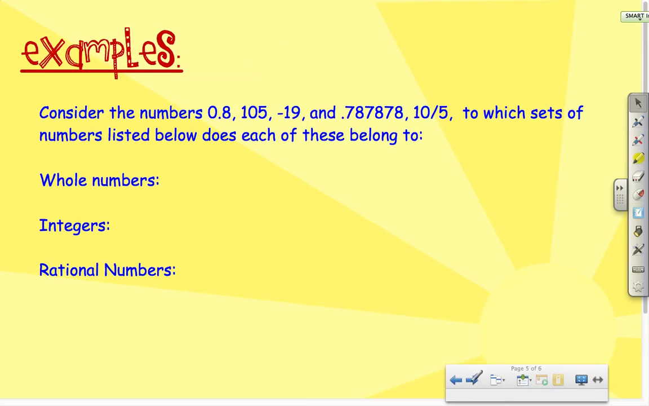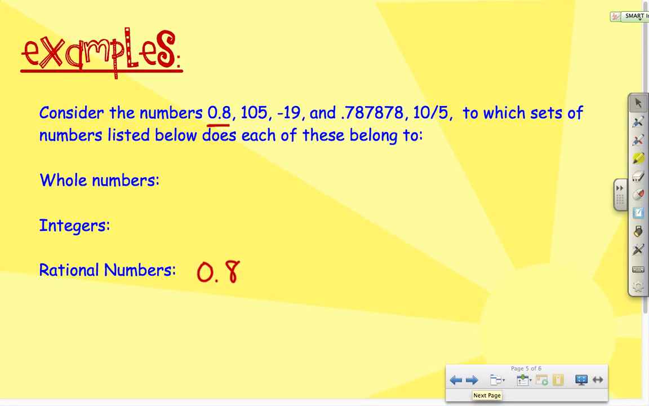We want to look at 0.8, 105, -19, 0.787878 or 0.78 repeating, and 10/5, and decide which sets they belong to. Well, let's start by looking at 0.8. Is it a whole number? No, because it has a partial to it. It's 0.8 of a whole number. Is it an integer? No, again, an integer also has to be a whole number, but it can also be a negative whole number. Is it a rational number? Yes, that's the only place that 0.8 is going to fit in here.